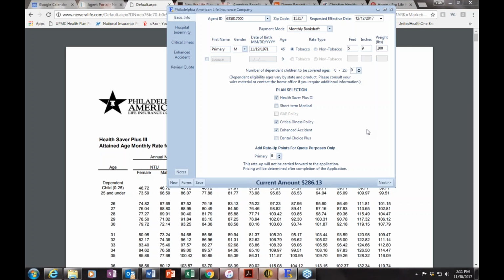And this works on or off of a Wi-Fi connection. You can quote anybody. You can take an application. When you are off of a wireless connection, you just cannot submit an application until you are on a wireless connection. Any questions about any of this so far?